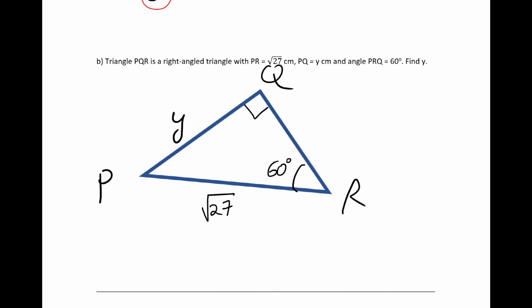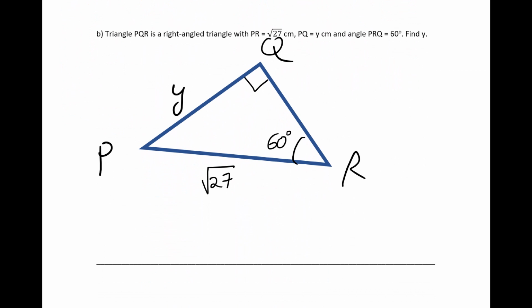In question B, we're now given an angle, so that means if we have a right angle triangle and angles involved, we need to use trigonometry, basic trigonometry. So we have a right angle triangle, PR is root 27, PQ is y, and the angle PRQ is 60 degrees, and I want to find y. So we need to use SOHCAHTOA, so basic trigonometry.